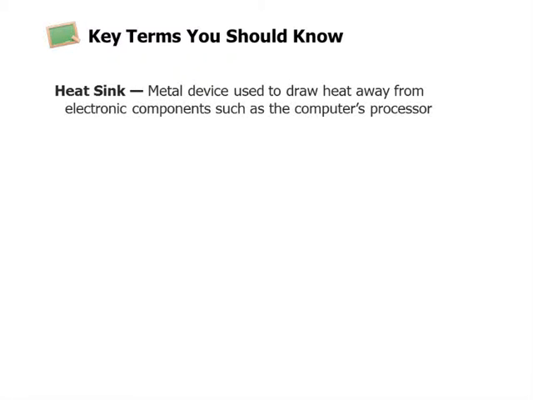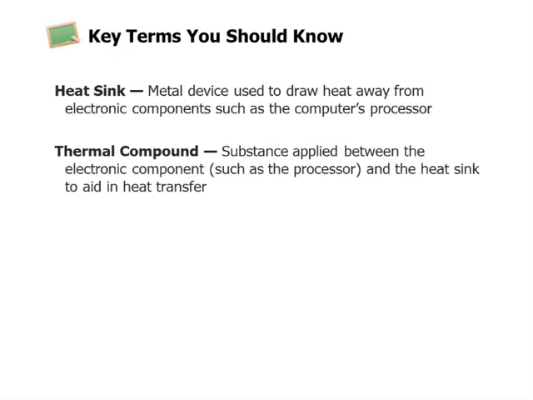So wrapping up this whole discussion of system cooling, let's go over some critical terms to keep in mind. First, the heat sink. This is a metal device used to draw heat away from electronic components such as the computer's processor. Remember, we talked about active and passive heat sinks. Thermal compound. Remember, this is the substance supplied between the electronic component, such as the processor, and the heat sink in order to aid in heat transfer. Remember, the key is to use a thin layer and not use too much, or it can actually make the problem of efficiency that much more complicated.